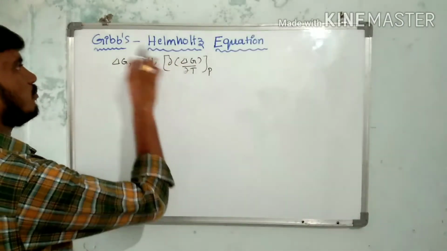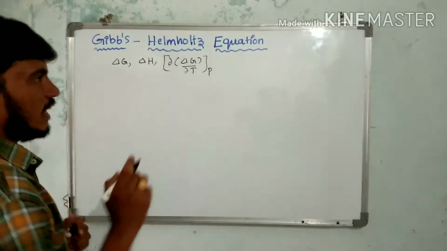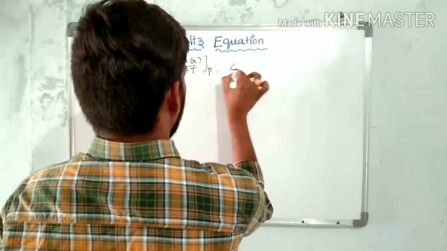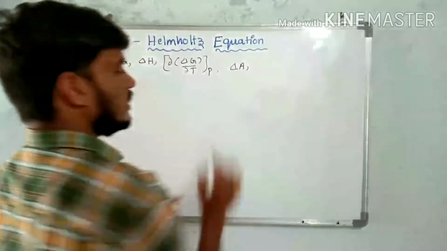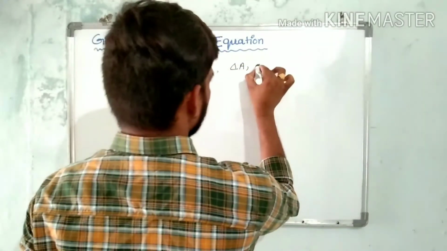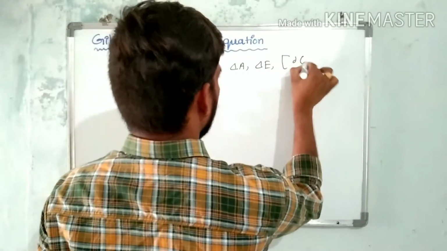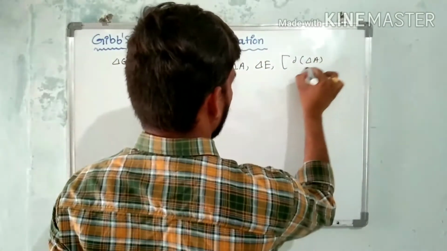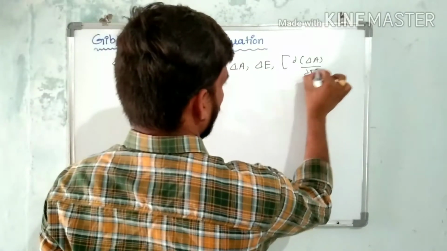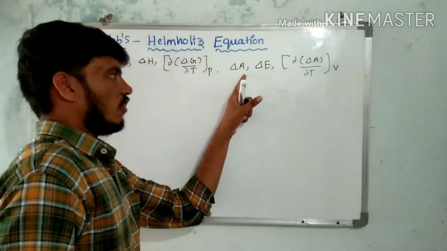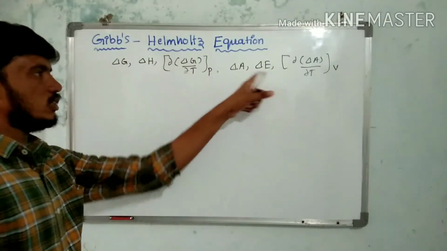This is in terms of Gibbs free energy, but in terms of work function, that is called Helmholtz free energy. Delta A is the change in work function, and delta E is the change in internal energy, along with the rate of change of work function with respect to temperature at constant volume. These three, in terms of work function, also give the Gibbs-Helmholtz equation.